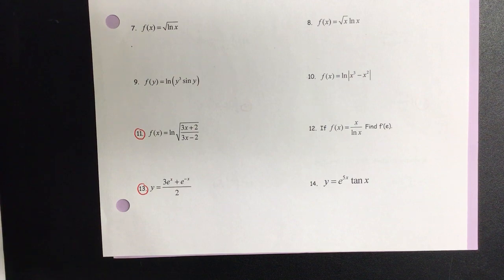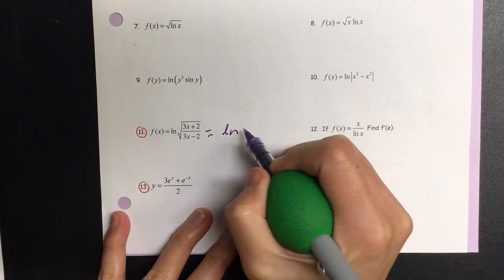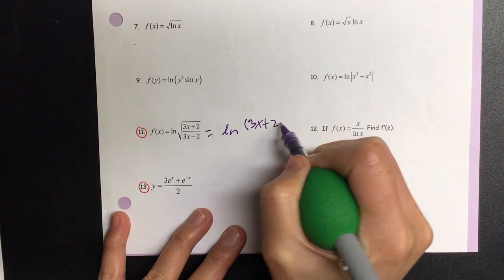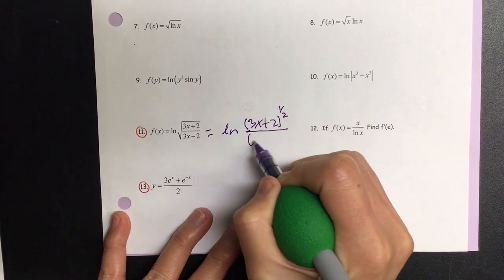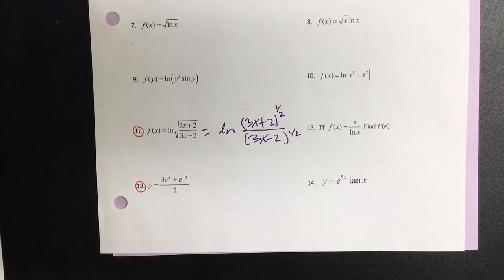So on this one, we have a radical. So I'm going to rewrite that as a power first. So we have natural log of 3x plus 2 to the 1/2, over 3x minus 2 to the 1/2. And then we should also expand it.